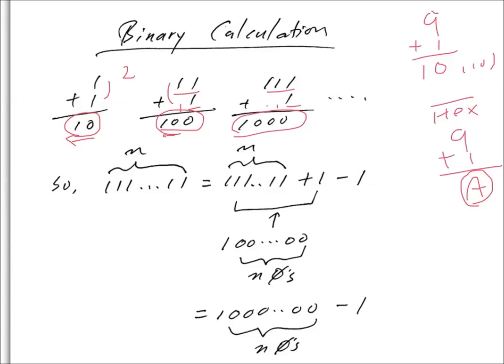So when I have an n number of 1s, 1, 1, 1, all the way to n number of 1s, that is actually the same as n number of 1s plus 1 minus 1, because plus 1 minus 1 will be 0.